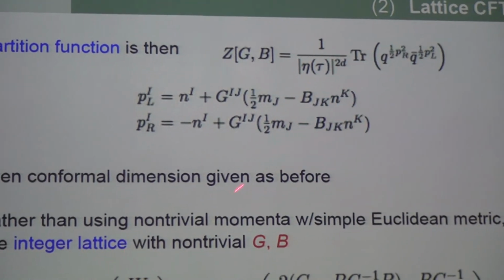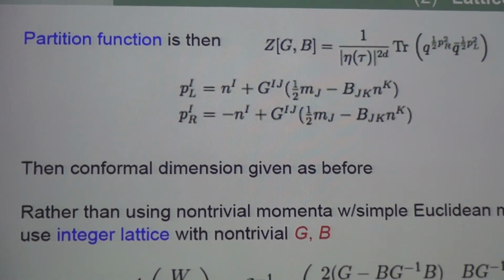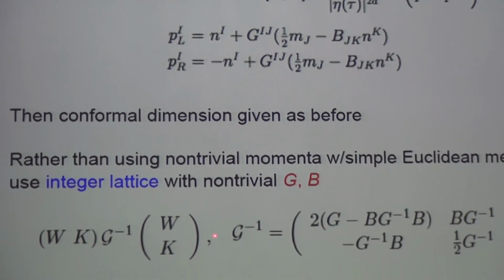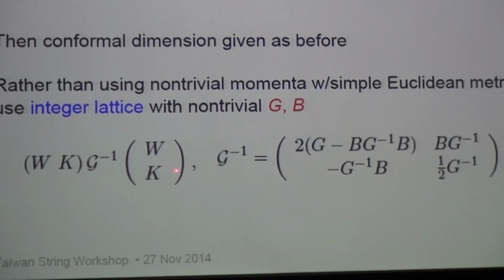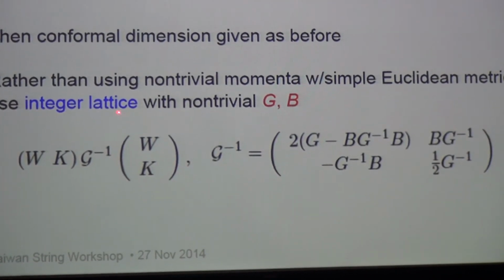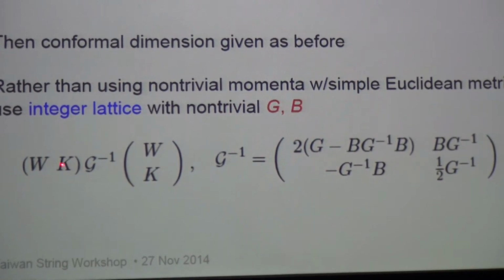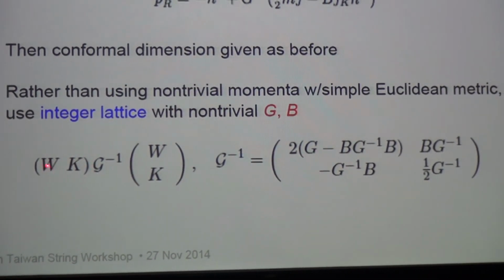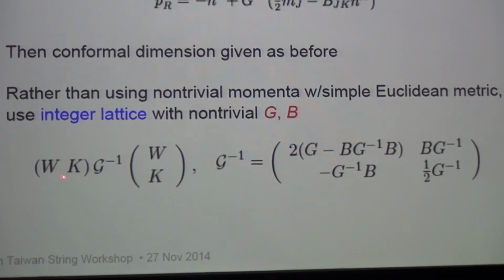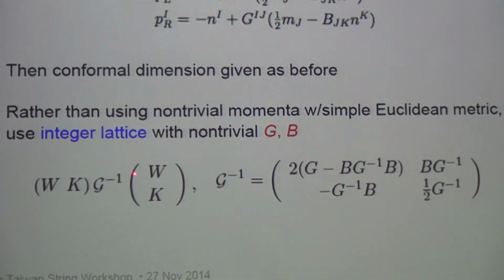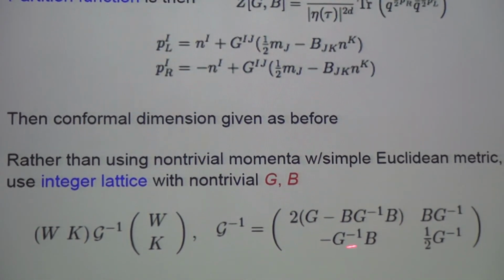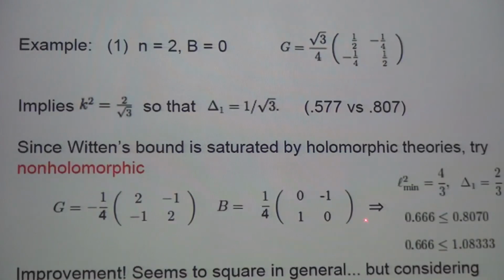Then our conformal dimension will take the form shown here, where we have this inner product between, and because we're using this nice parameterization, W and K, being winding and momentum modes, are going to take integer values. And this curly G inverse is going to be something strange that depends on the G's and B's.